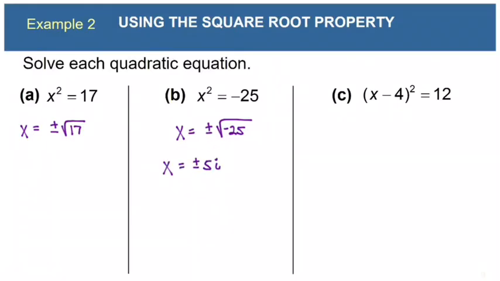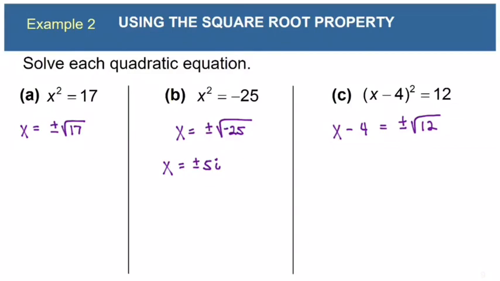And our last example has a squared binomial on the left. Now this is perhaps the most useful application of the square root property. So I have x minus 4 squared equals 12. Well, the square root property says that I can unsquare the left side, so that would be x minus 4, and that's going to be equal to plus or minus the square root of the number on the right side. And so now I have x minus 4 equals plus or minus square root of 12.